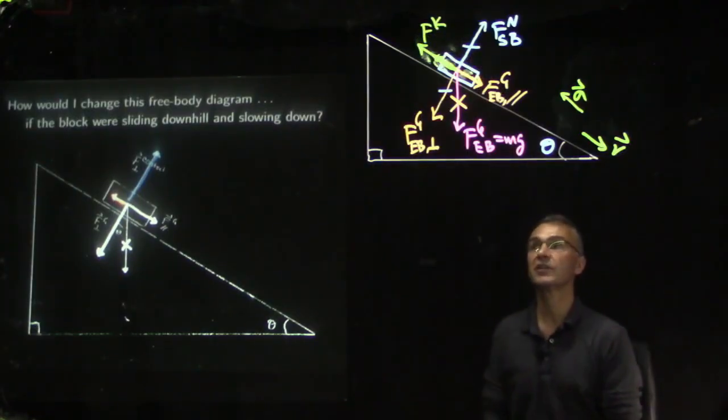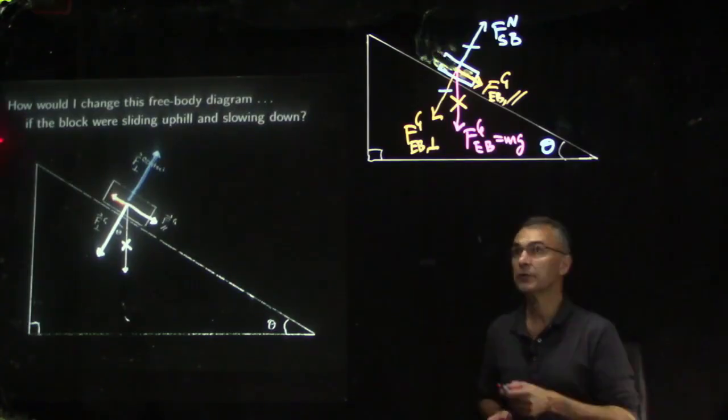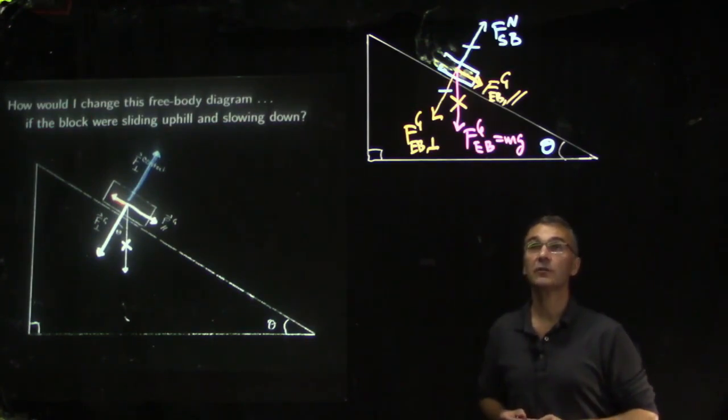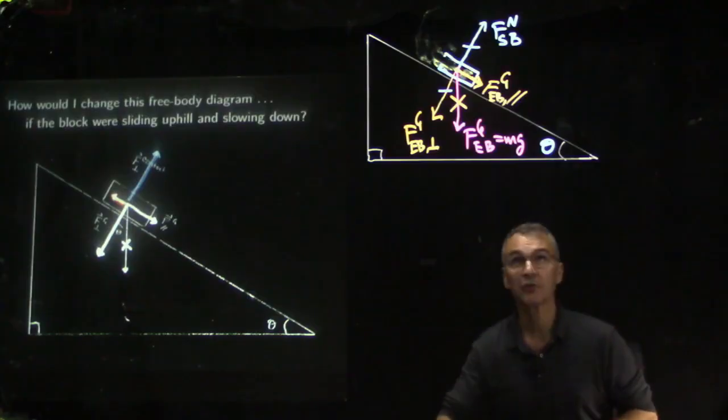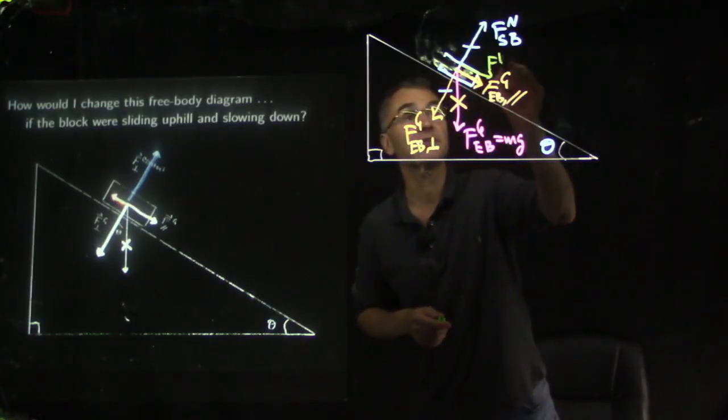So now I think it's convincing that it is sliding downhill and slowing down, because the velocity is downhill, kinetic friction is uphill, and the acceleration is uphill. So it's slowing down. How would we change this free body diagram if the block were sliding uphill and slowing down? Well, we actually don't need any friction at all to make it slow down if it's sliding uphill. But let's just suppose we have the same friction coefficient as we had before. So in that case, kinetic friction must point downhill.